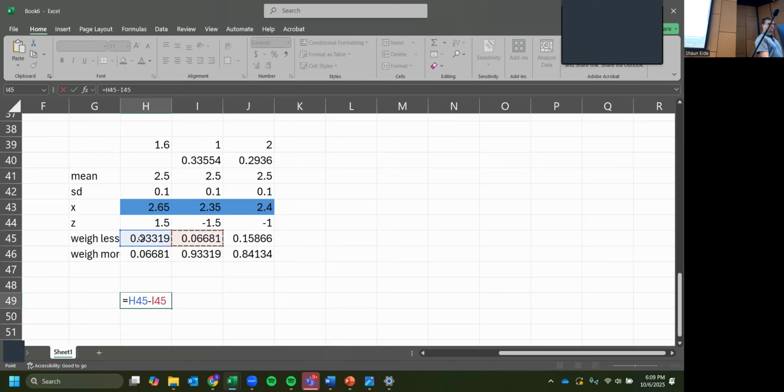So what we have here is, the probability of weighing less than this is 93%. The probability of weighing less than this is 6.6%. What's the probability of being between these two? You just take the probability of being less than the one and subtract the probability of being less than the other.